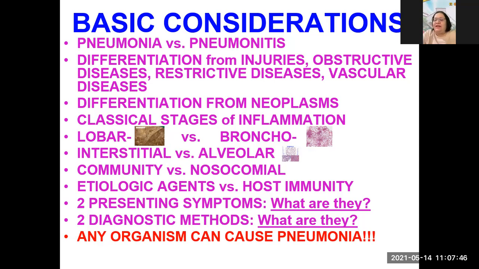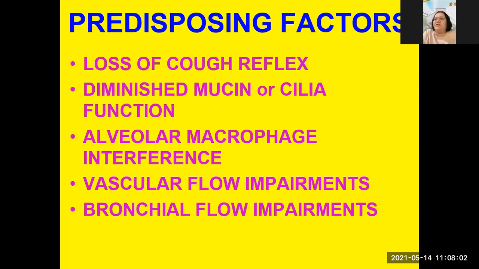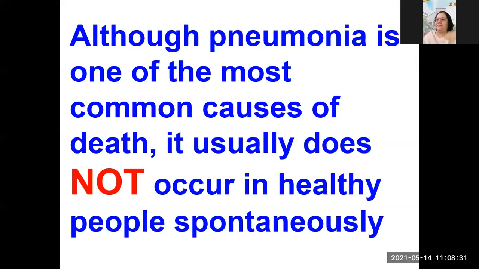You should know that any organism can cause pneumonia. That's the first thing. Any organism can cause pneumonia, whether this is bacterial, viral, or fungal. Anything can cause pneumonia. So there are predisposing factors that may make you more prone to get pneumonia. First, you have the loss of the cough reflex, diminished mucin or cilia function in your respiratory system, alveolar macrophage interference, vascular flow impairments, and bronchial flow impairments. Although pneumonia is one of the most common causes of death, it usually does not occur in previously healthy people or in healthy people spontaneously.